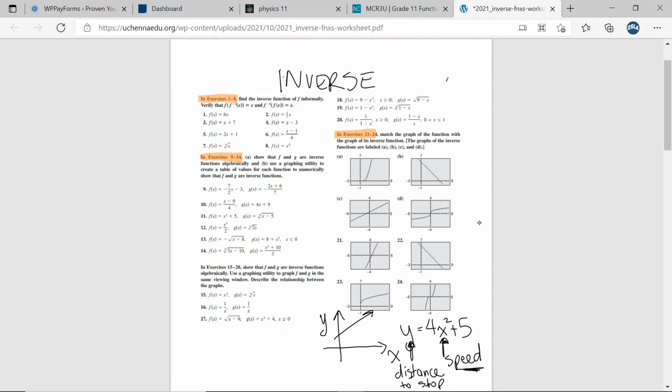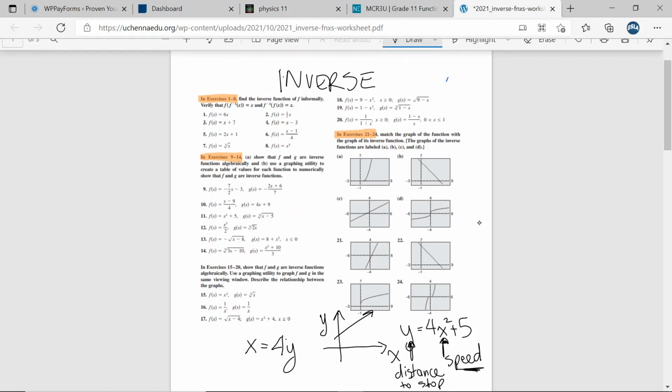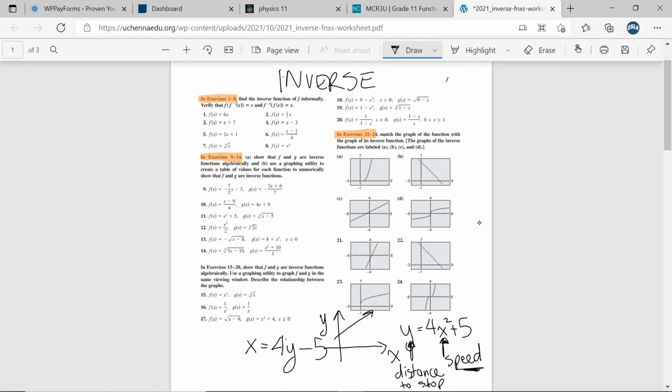But sometimes I may want to talk about it from the other perspective. I may want to calculate the distance that it took me to stop, and then figure out, well, what was my speed? So when I'm recreating an accident scene, I would want to talk about it in terms of x being isolated, and the y is what is calculated.